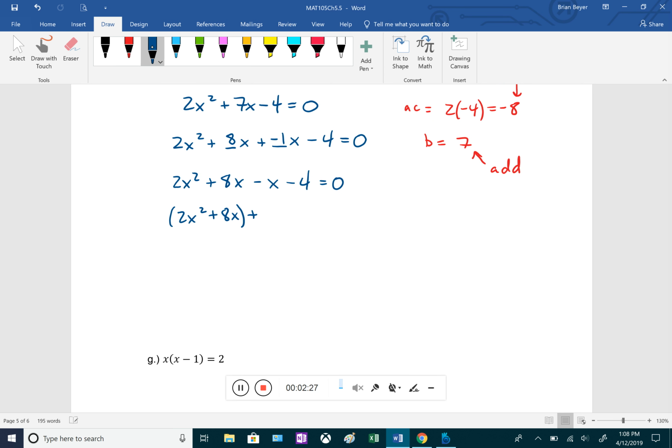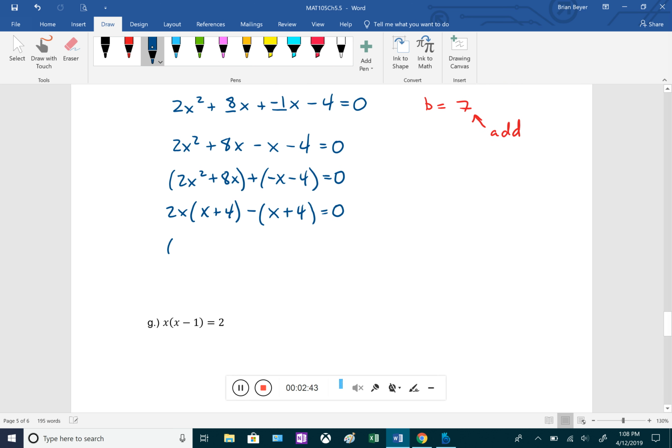And then plus, we group the last two terms together. And now grouping, the GCF of the first group is 2x. We're left with x plus 4. We factor out a negative 1 from the second group. We're left with x plus 4. And now we can factor that by factoring out the x plus 4. And we're left with 2x minus 1. So we just factored this: x plus 4 times 2x minus 1.